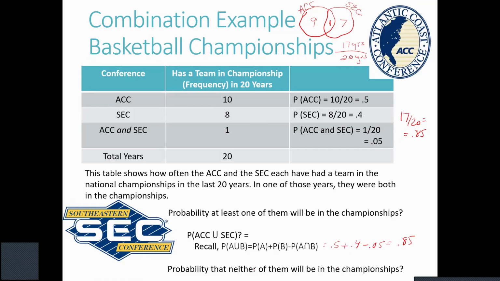Probability of neither is the complement, so the probability of ACC union SEC complement is 1 minus 0.85 equals 0.15. Sorry, that's sloppy. 0.15, which is indeed the 3 years that are left over. If we did it that way, it's the 3 years that are left over divided by the 20 years.